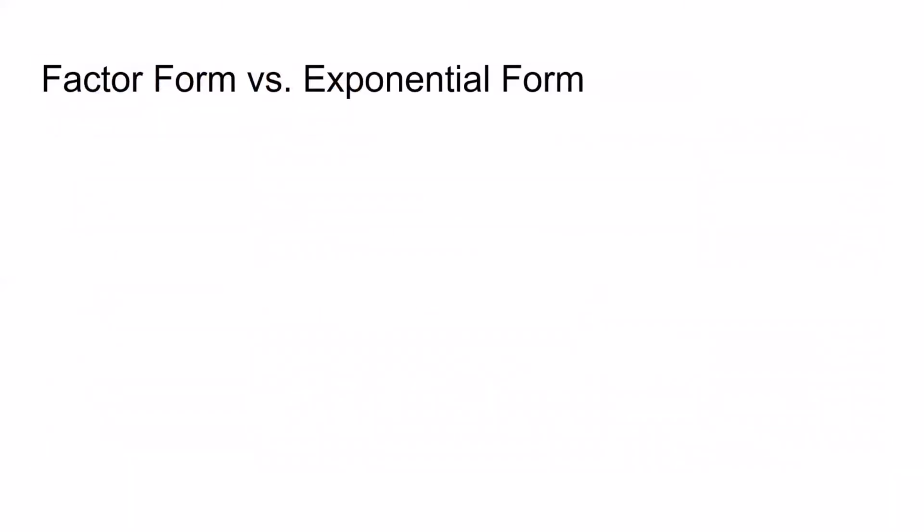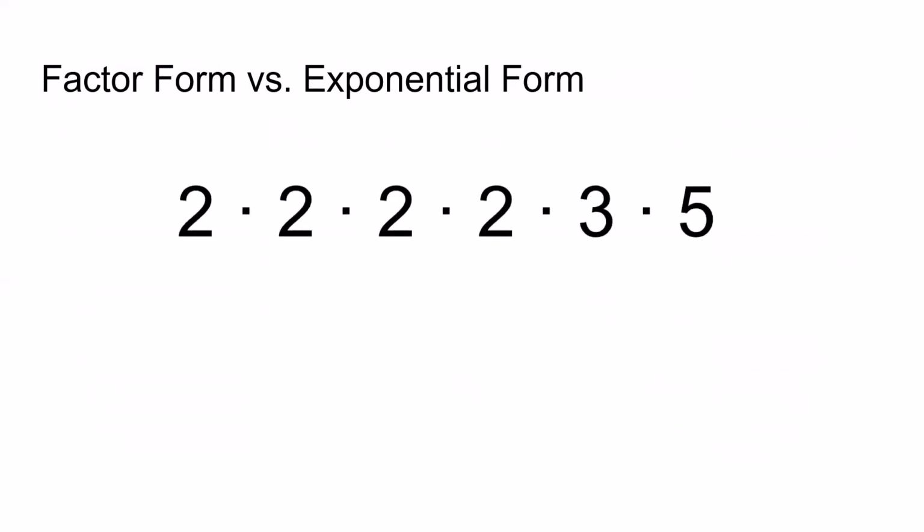Factor form versus exponential form. Here, we used three different factor pairs to find out if our answer would be correct. All of them came out true. So we have 2 times 2 times 2 times 2 times 3 times 5. Now when we write this in exponential form, we end up with 2 to the 4th power times 3 times 5, which gives you 240.